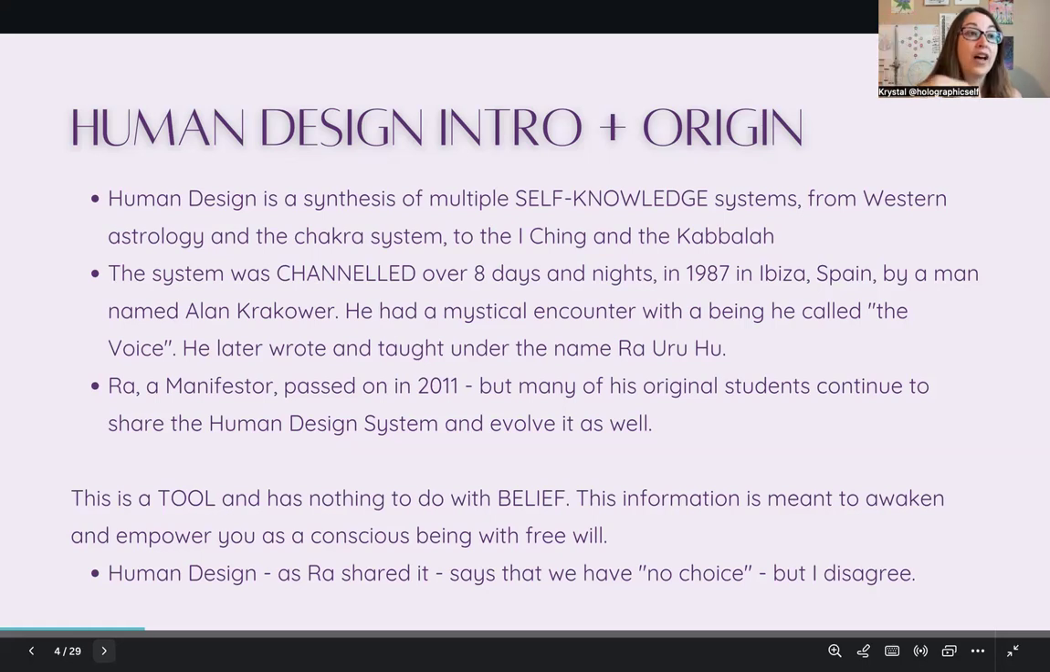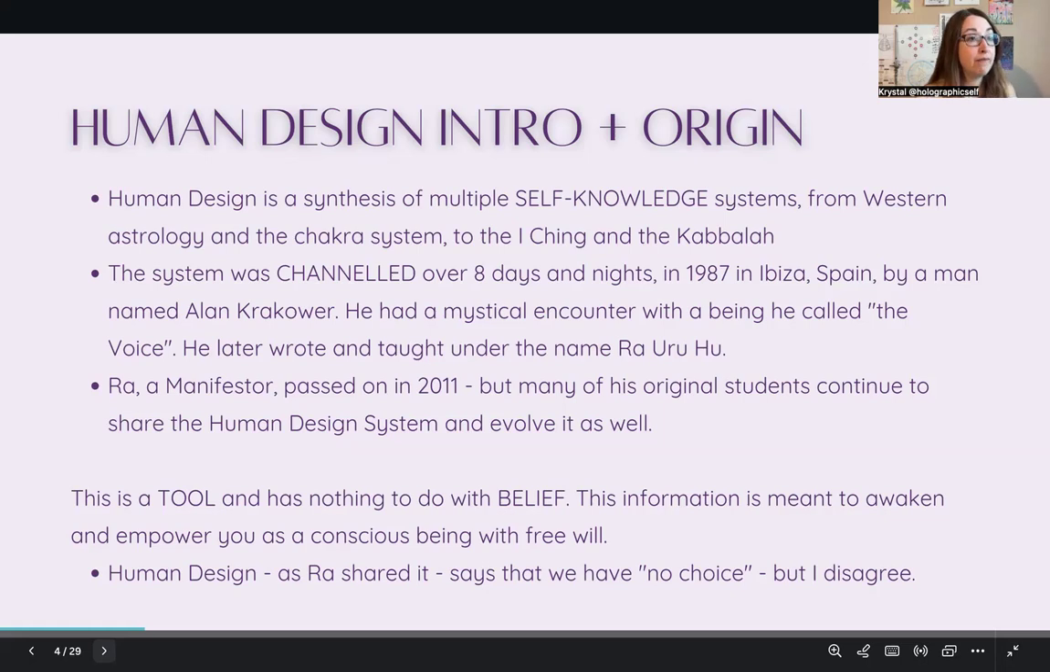A lot of my teaching around human design comes from post-2011 material. While I have spent some time with Ra's materials, I tend to prefer the newer perspectives, because I do believe that these systems are meant to evolve and change as we are evolving and changing. The split that has been happening in humanity since about 2011 means that things are different. I'm sure you feel it too.